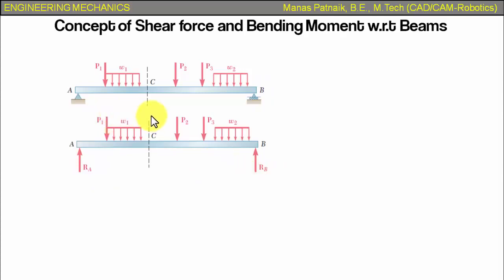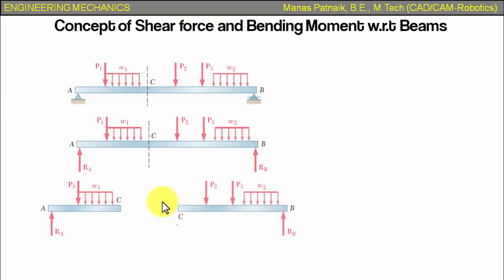We wish to calculate the shear force and bending moment somewhere along this cross section, that is at C. Now for that to happen and to analyze this properly, I'll be separating these two portions. There is a portion towards the left of this section, that is this portion AC, and there is one more portion towards the right of this section, that is portion CB.